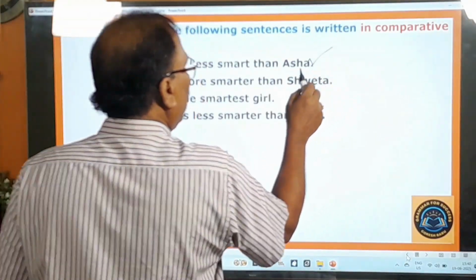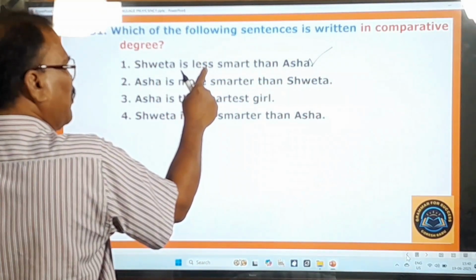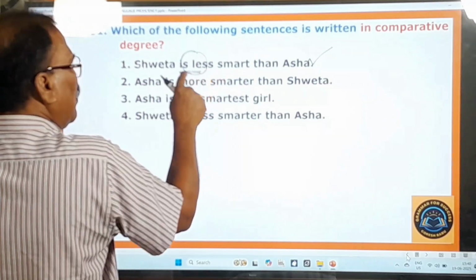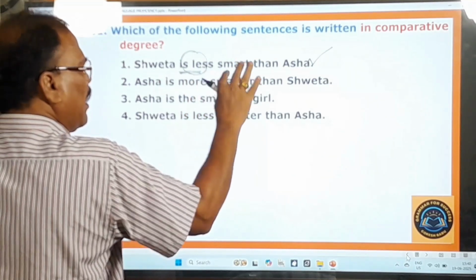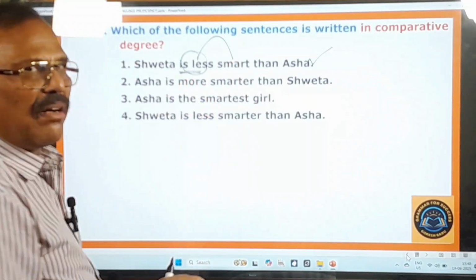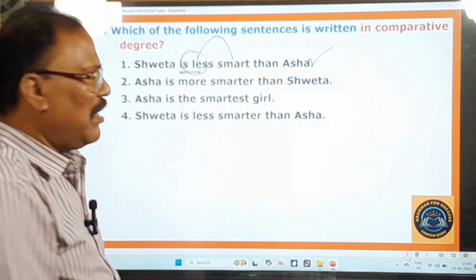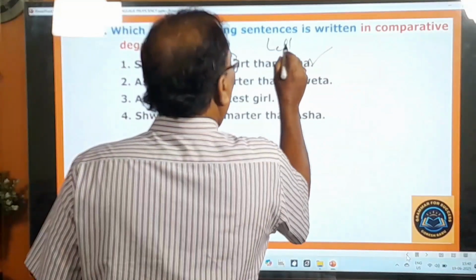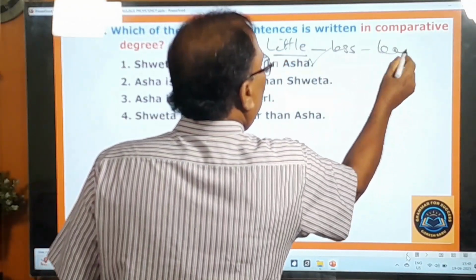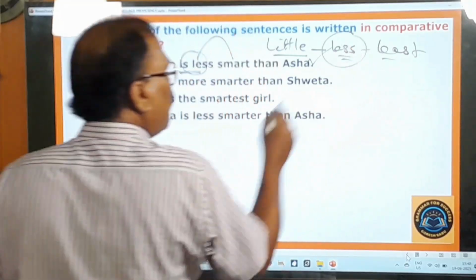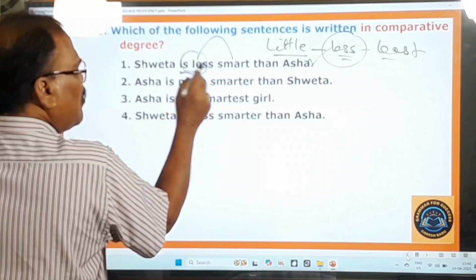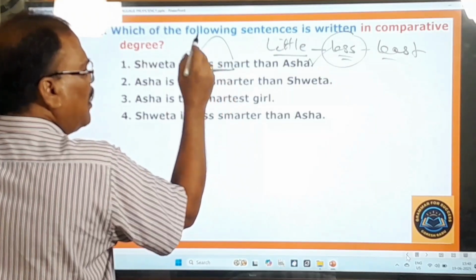So the very first one is in the comparative degree because this less is a comparative adjective. So here this sentence is grammatically correct. Less smart. So less is a comparative degree adjective of little. You know the forms of this adjective: little, less, and least. So that's why this is a comparative form. So Sweta is less, a comparative adjective. Smart is a positive degree adjective.